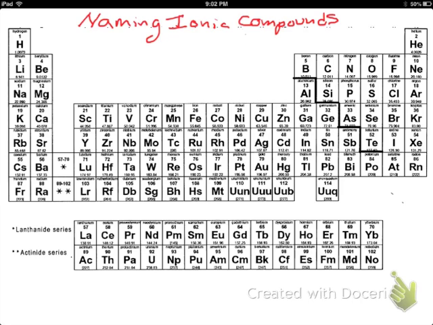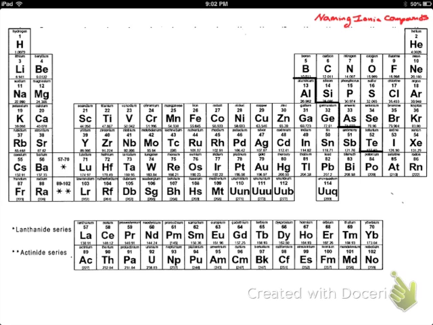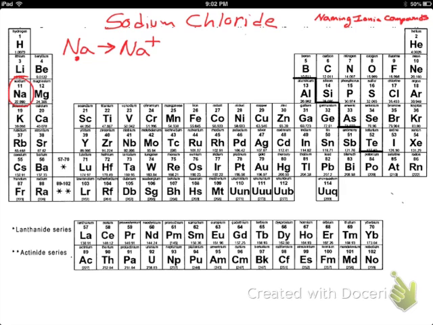Now we're going to talk about naming ionic compounds. I'll move the title over here to give me more room to work. Let's try writing the formula for the compound sodium chloride. We start off with a sodium atom, which has one valence electron. So what it would like to do is to lose that electron and become a positive sodium ion.